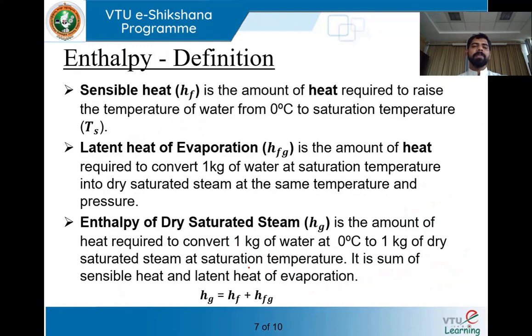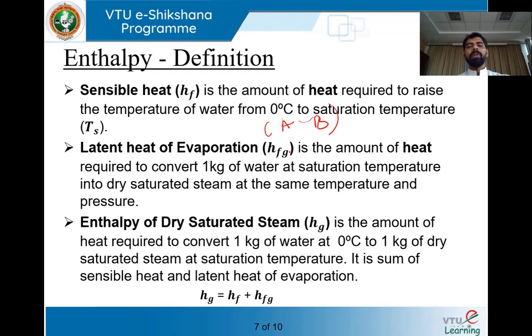Let us move on to the next property, enthalpy. This we discussed with the TH diagram. What is enthalpy? Enthalpy is nothing but the heat content of the substance. So what is sensible heat? I did show you in the TH diagram, moving from point A to B is the sensible heat. What is it? It is nothing but the amount of heat that is required to raise the temperature of water from 0 degree centigrade to saturation temperature. I did tell you this when explaining the TH diagram.